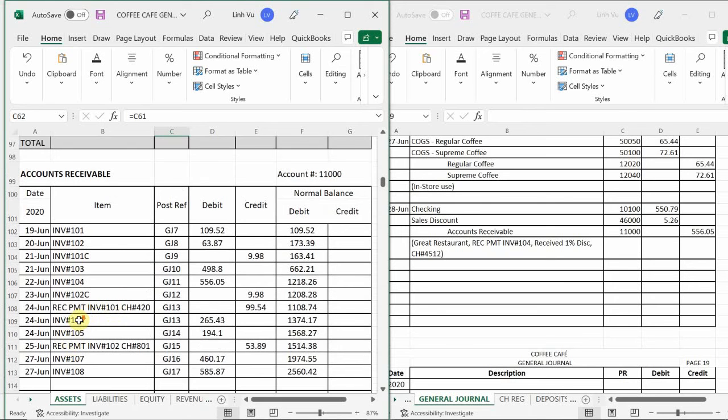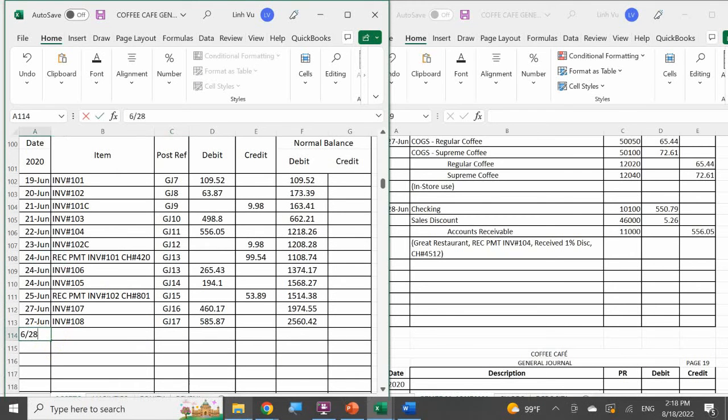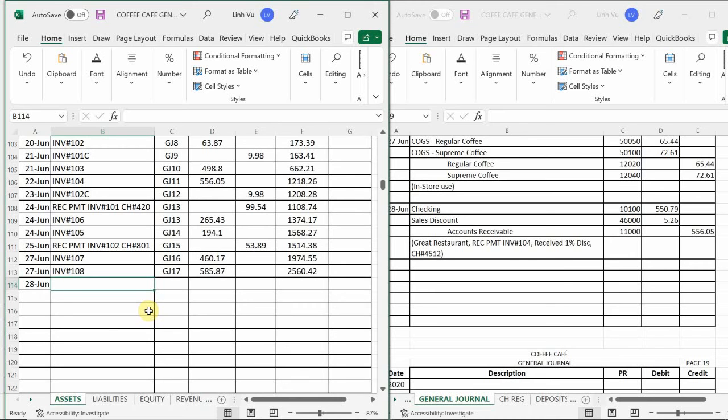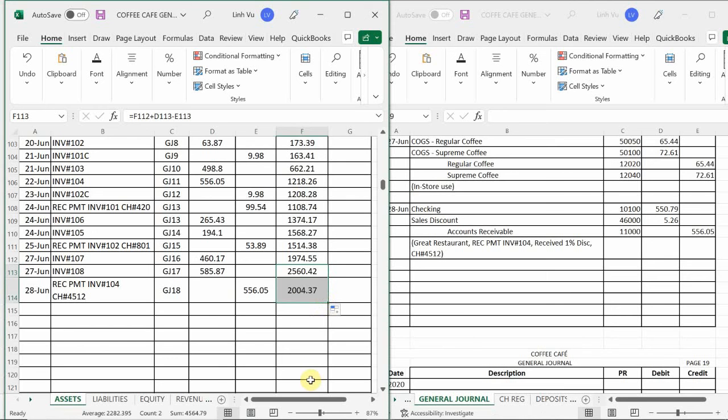So here's my account receivable account. Today is the 28th. Right, receive payment on invoice number 104. Check number 4512 on page 18, and it's credit 556.05. And now that rounds, it's $2,004.37. Okay, good.